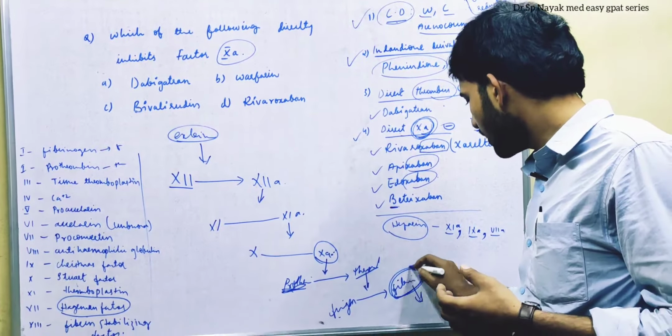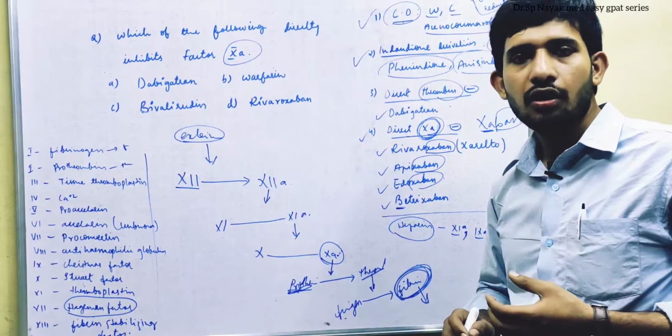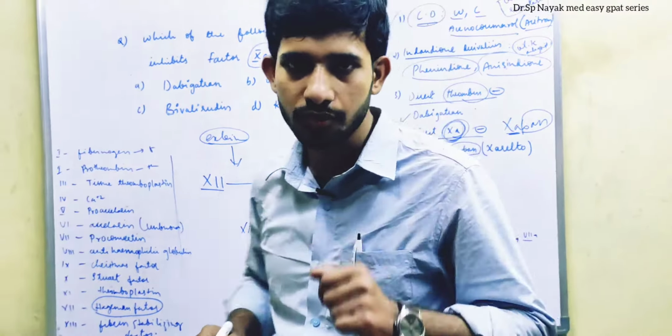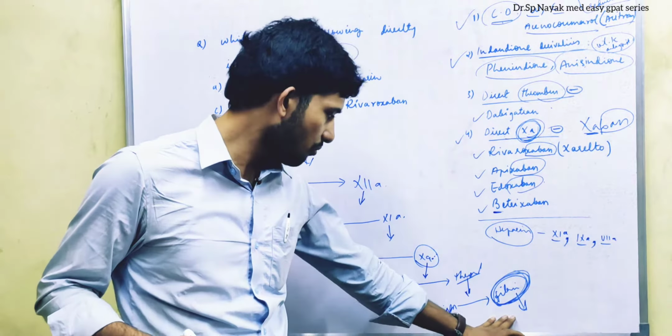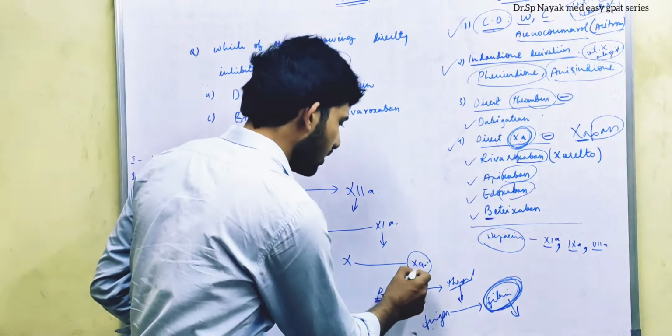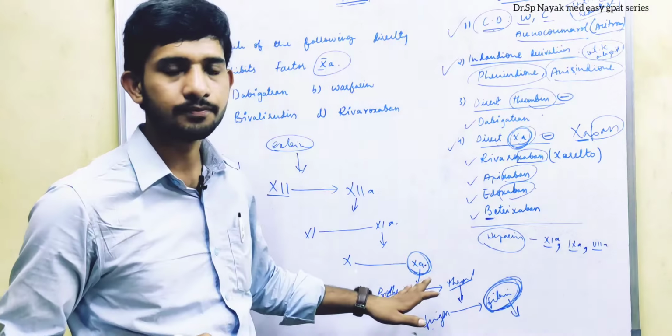So this fibrin is the final product of the clot. This fibrin is formed from thrombin, and thrombin is activated by factor 10A. So 10A is very important.